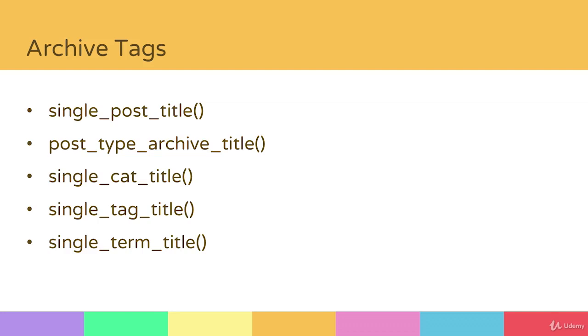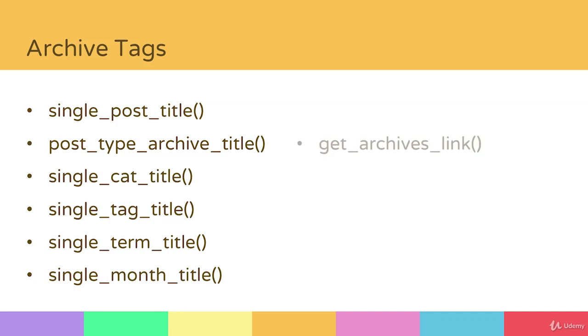Now I'll pause here and say that we're actually going to begin looking at some source code within WordPress to understand how some of these tags, particularly single term title and some of these others, work together. We also have single month title for working on date archive pages, and then a different set of archive tags like get archives link and WP get archives, which are used more for listing out archives.